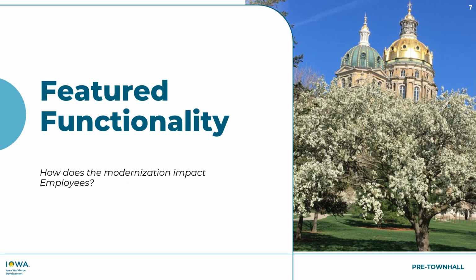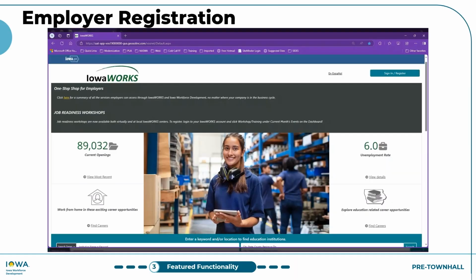In this next section, we will watch a series of demos to view featured functionalities of the new system. In this first demonstration, we will explain the employer registration and login process. Beginning June 3, 2025, employers and third-party administrators will be able to access unemployment insurance information through the IowaWORKS.gov website.